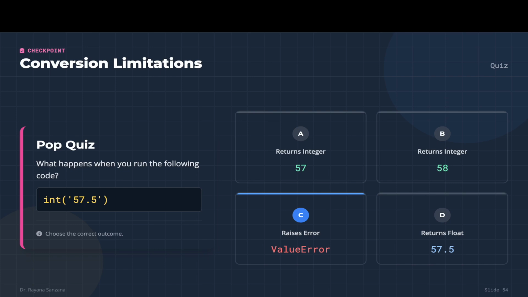Which would result in 57.5. Then convert that float to an integer. So int(57.5) results in 57. This is a common gotcha when dealing with user input that might contain decimals.